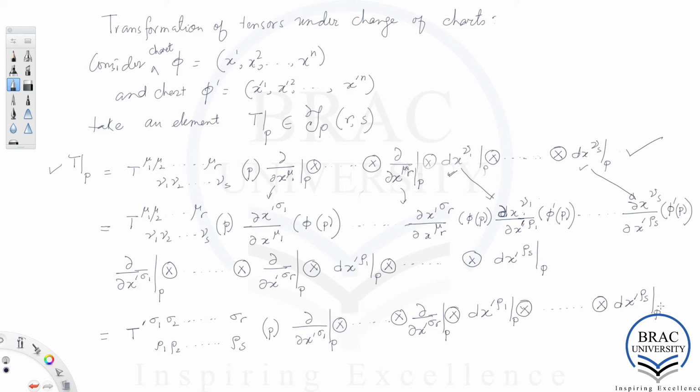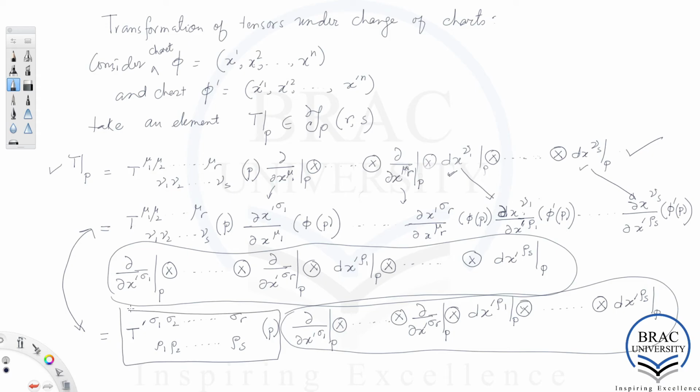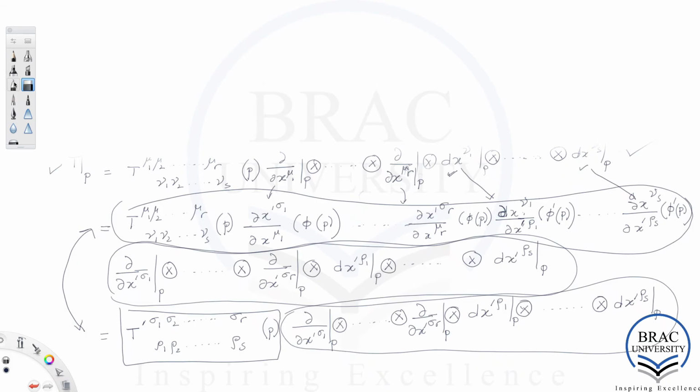Now compare this with this expression to obtain the following. We see that the tensor product of the corresponding basis vectors in the phi prime chart is the same as the basis vectors here in the phi prime chart. So the corresponding coefficients should match as well. So what are the corresponding coefficients? This is the coefficient here, and this part is the coefficient here. So let me erase this part.